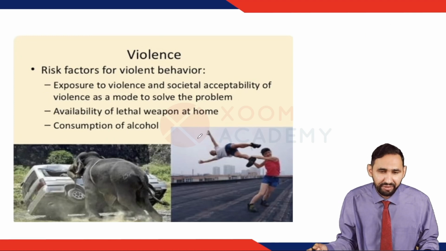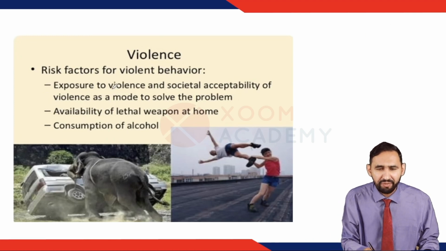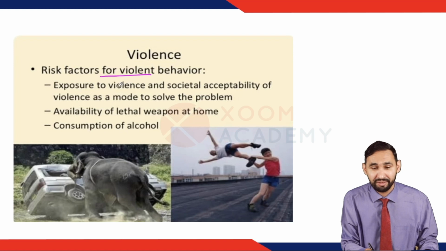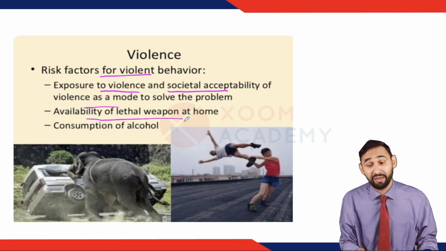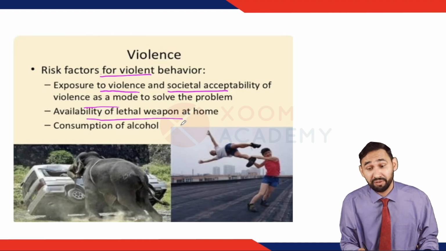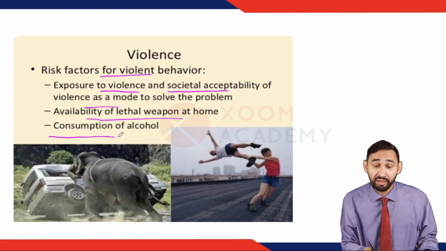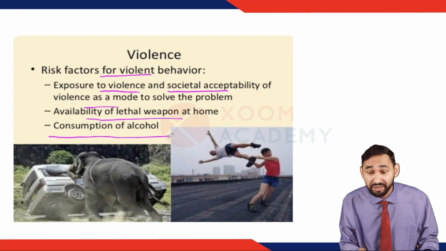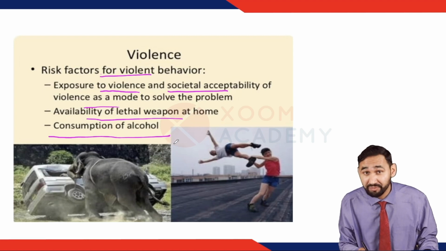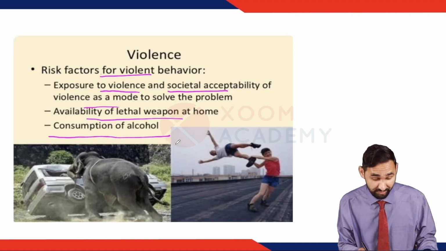There is violence. What is violence? Risk factors for violent behavior are exposure to violence, societal acceptability of violence, violence from home, or availability of lethal weapons at home. Some persons keep weapons at home. They are causing domestic violence. Consumption of alcohol is also causing domestic violence. People tend to kill others. People tend to injure others due to these.